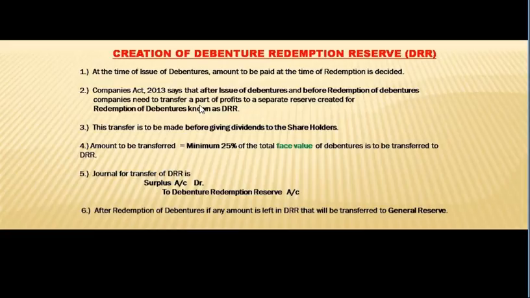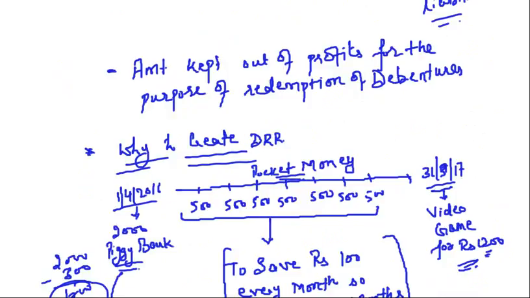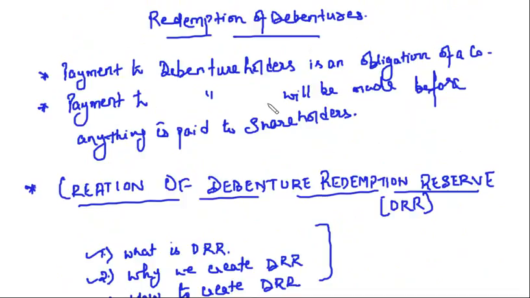And now you might ask, sir, is it an obligation for the company or an option? My answer is that it is an obligation for the company, imposed by the Companies Act 2013. So every company needs to transfer the amount to DRR. Clear? Now this transfer is to be made before giving dividend to shareholders. Remember this point. Payment to debenture holders will be made before anything is paid to shareholders. Clear?